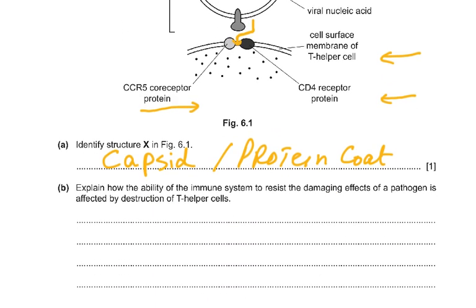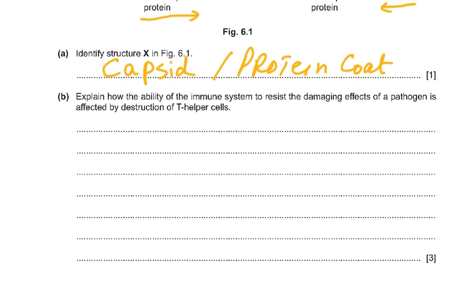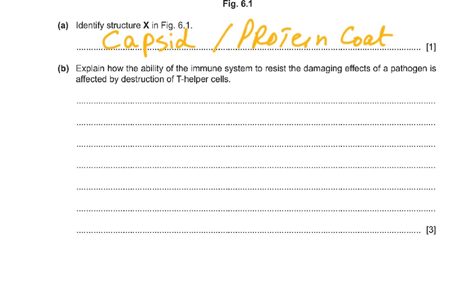Explain how the ability of the immune system to resist the damaging effects of a pathogen is affected by discussion of the T helper cell. Basically, whenever they ask you this, you've got to know what T helper cells do, and then you just have to tell me what they won't do. So T helper cells produce cytokines. So there'll be fewer cytokines released.